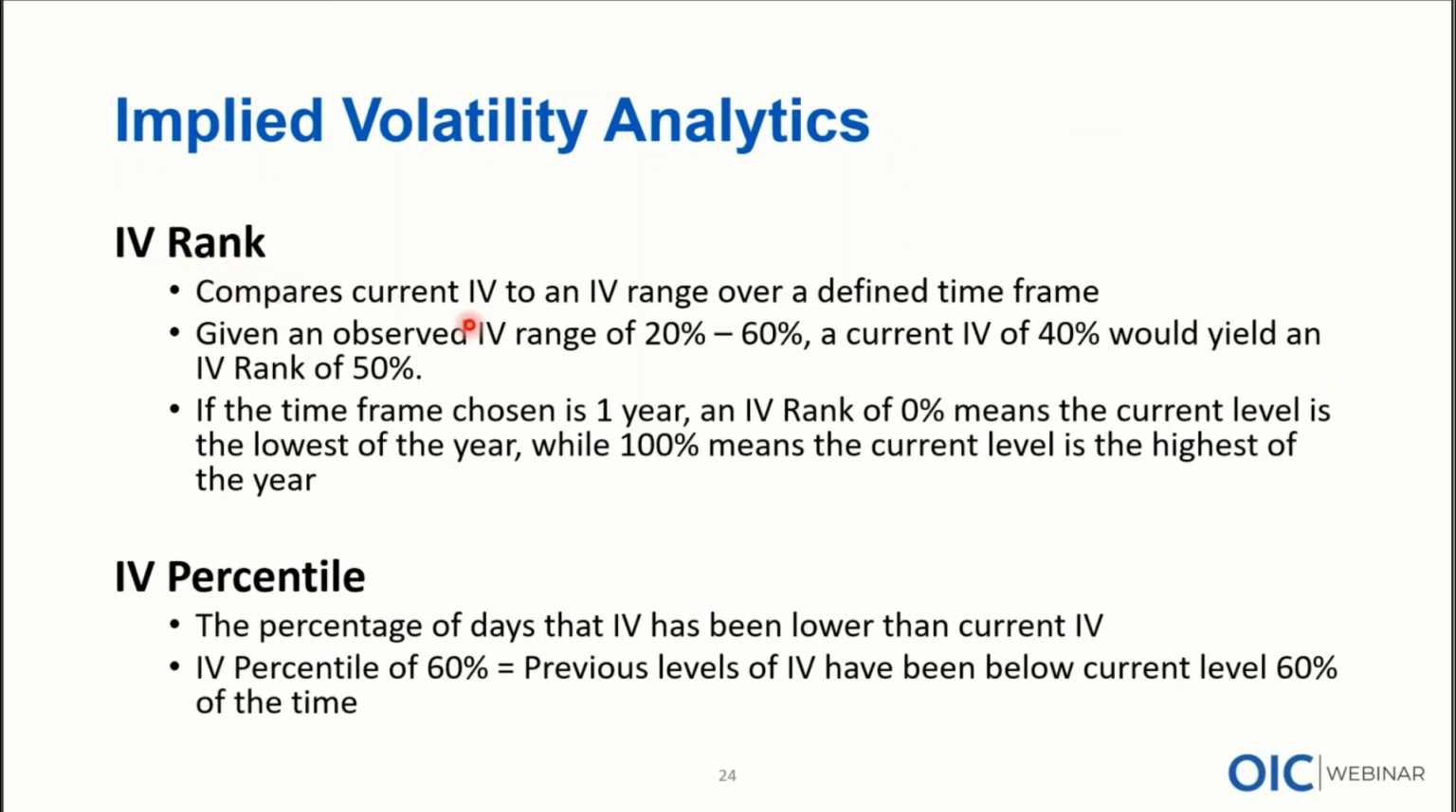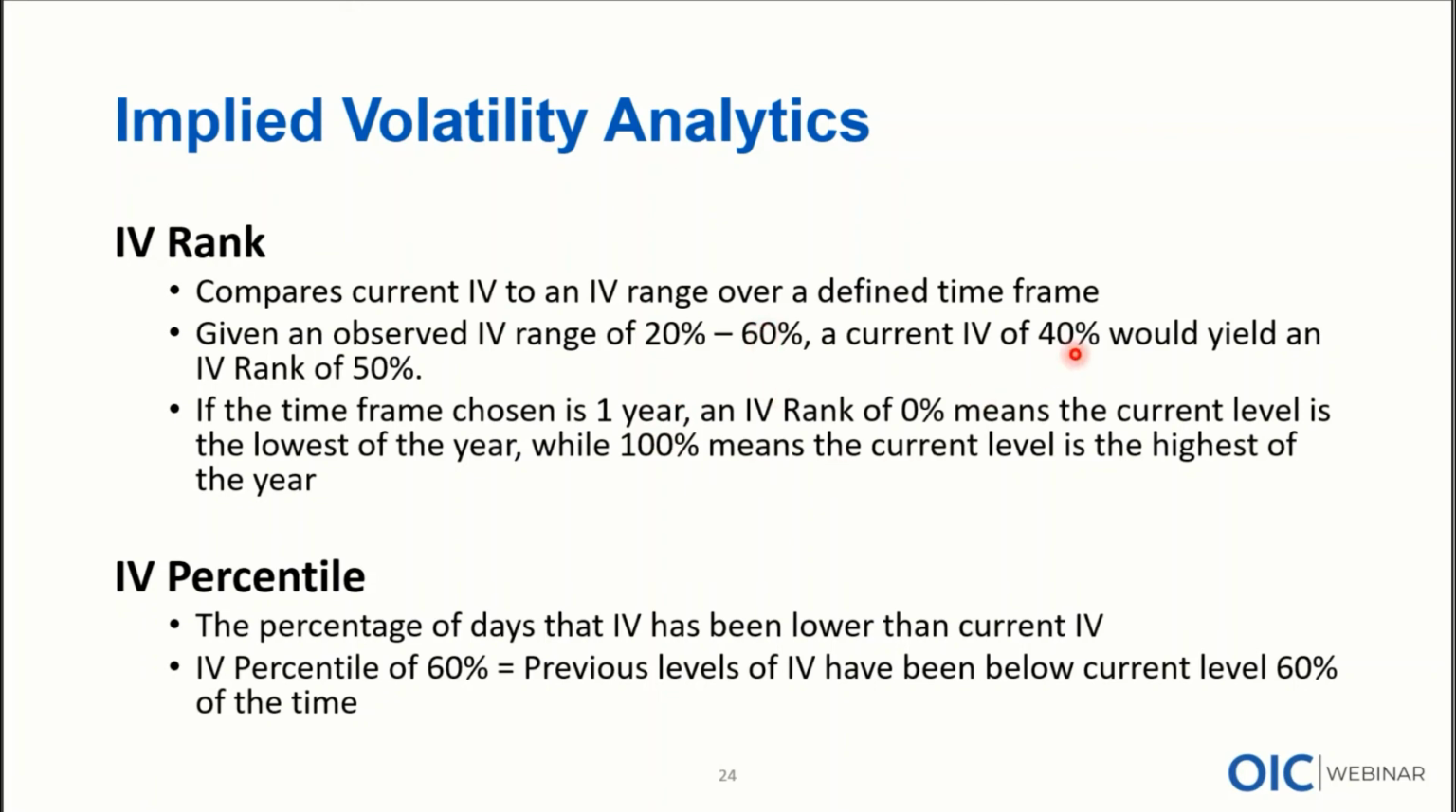IVOL rank, for example, compares the current level of implied volatility to a range over a defined time frame. It's rather simple, it just takes the high and low of that range. Given an observed range of 20 to 60%, and we'll say that's over a year, that's normally the way it's expressed. If the current level is 40%, that's right in the middle. That would yield an IVOL rank of 50%. If IVOL rank is 0, that means the current level is the lowest of the year. So if the implied volatility was 20%, IVOL rank would be 0. And if it's at the top of the range, 60%, IVOL rank would be 100%.